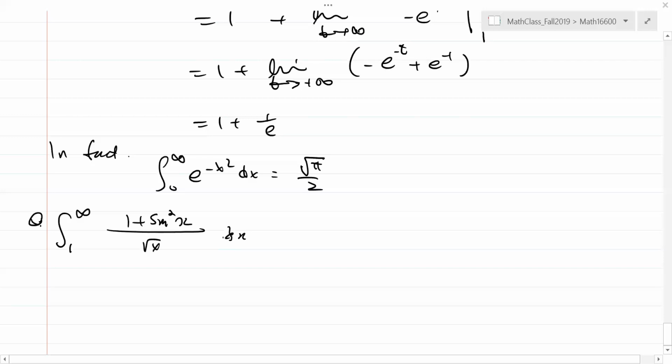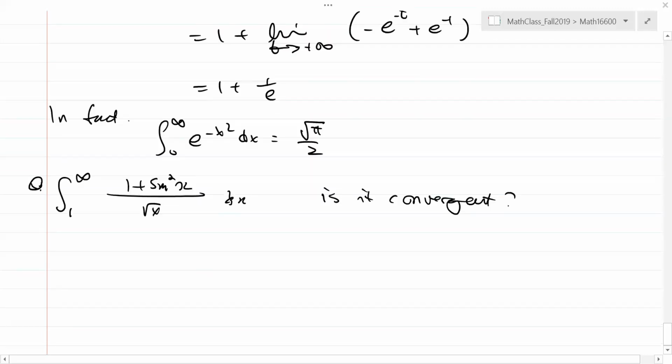You cannot solve this problem by proving the limit exists, okay? So my question is, is it convergent or divergent? All right, why? Well, let's look at the estimate. This is always between 1 and 2. So the numerator is harder to handle, but I know it's between 1 and 2, okay?